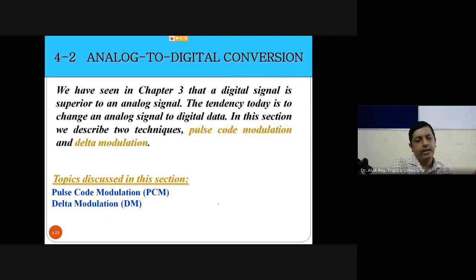Next topic is all about analog to digital conversion. In this analog to digital conversion, we are going to cover pulse code modulation and delta modulation, which will help us to convert analog data to digital signal.